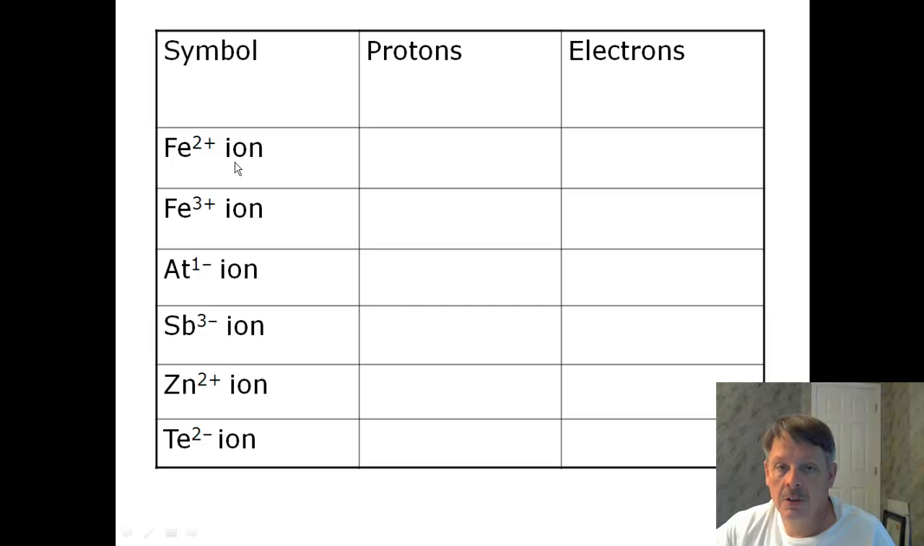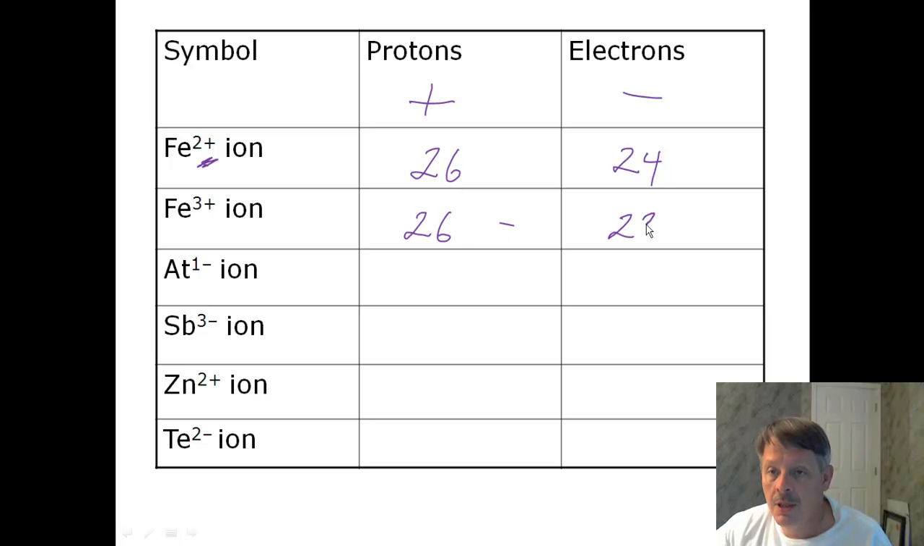Okay, looking up iron, I found that iron is number 26. So that's these two right here. That's real simple. Now, because it has a 2 plus charge, there have to be more positives than there are negatives by 2 of them. So remember, your protons are positives, your electrons are negatives. You have to have 2 more positives, so that would be 24, and this would be 23.